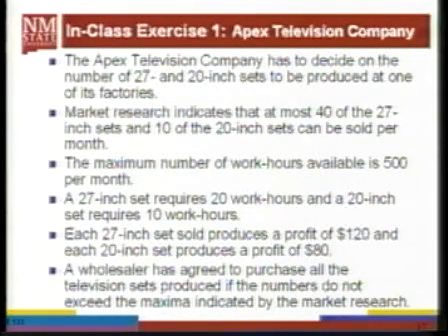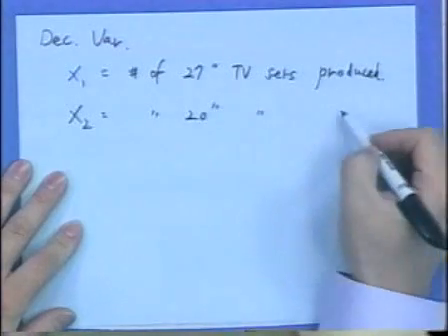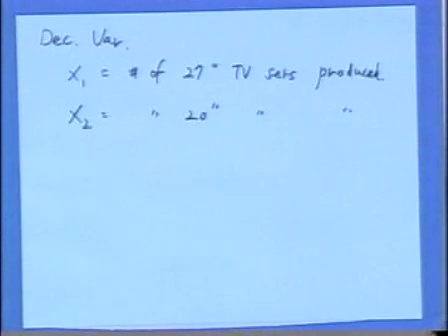Let's say x1 is the number of 27-inch TV sets to be produced, and x2 is the number of 20-inch TV sets produced per month, okay? And also, our objective function is to maximize the total profit per month, right?